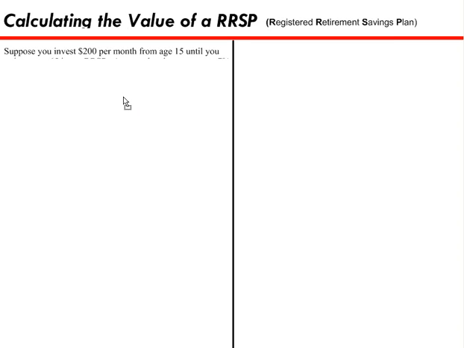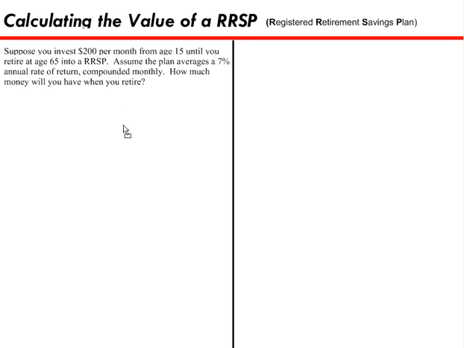Suppose you invest $200 per month from age 15 until you retire at age 65 into a RRSP. Assume the plan averages a 7% annual rate of return compounded monthly. How much money will you have when you retire? Well, hopefully a lot, but let's find out.